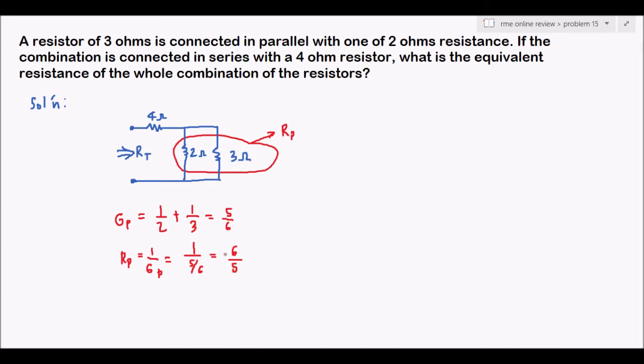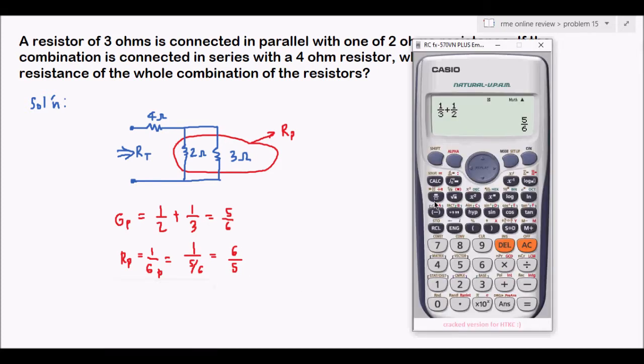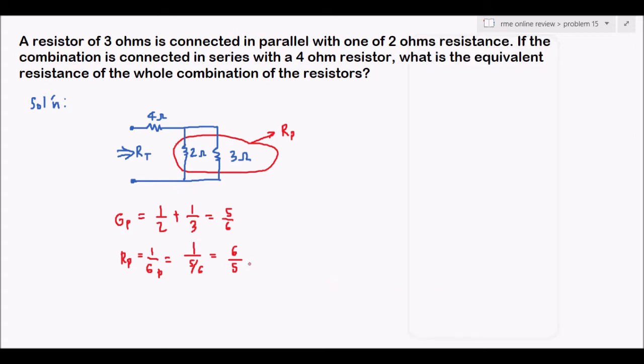If you are wondering how to get this using the calculator, you can just calculate 1 divided by 5/6, equals. So that is 6/5 ohms. Now the resulting simplified circuit will become, let's just rewrite this one here.